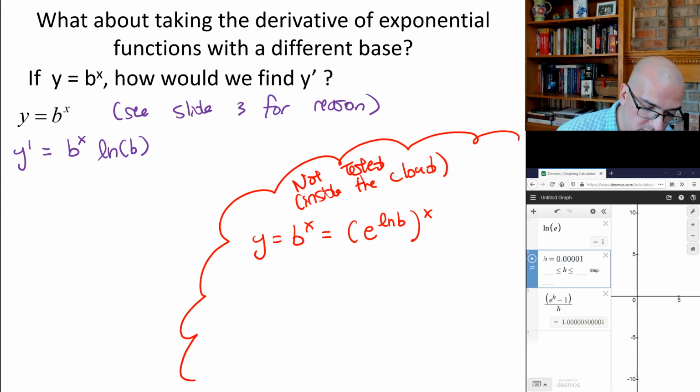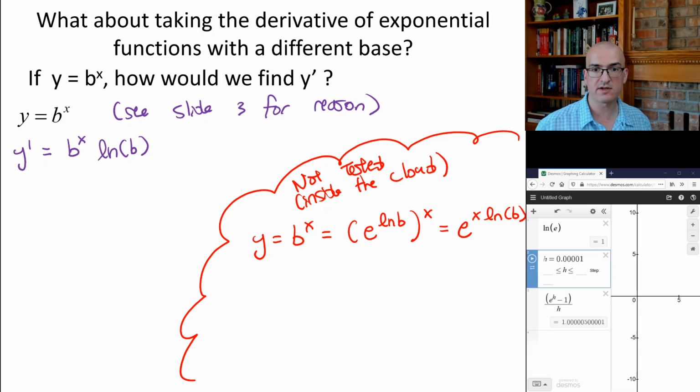Now I'm going to use an exponent law. A power to a power results in the powers multiplying. So I have e to the x multiplied by the ln of the base. I'm putting the x in front so I don't get confused and accidentally throw the x into the log function. It's not inside the log function, it's multiplying the log function. So this is one of my defense mechanisms for not making mistakes when working with logs.